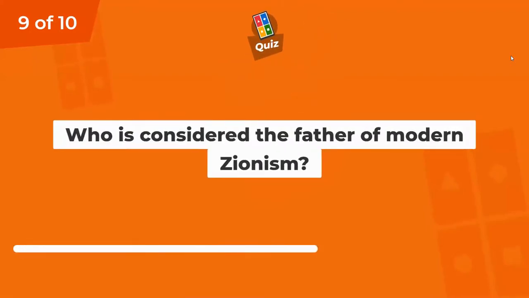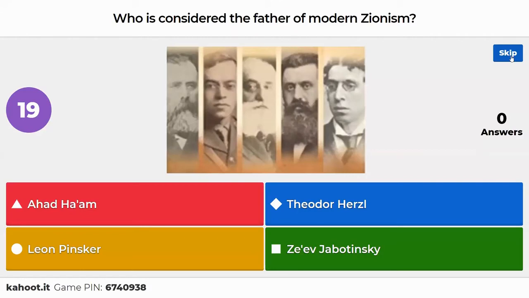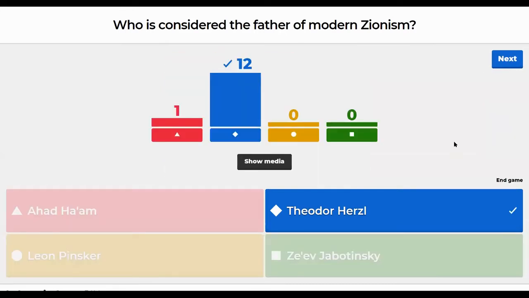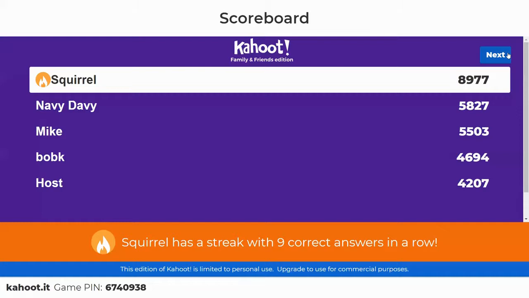Who is considered the father of modern Zionism? Theodor Herzl is the right answer. And let's see how the standings changed just a little bit. Let's go to the next question.